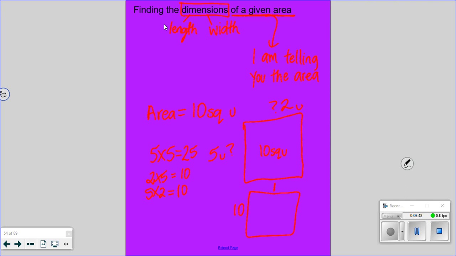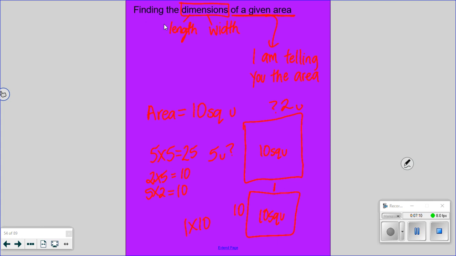Can we make that a rectangle? Yes. This shape is not a good representation of what that actually looks like. You know that a 1 by 10 is going to be really skinny and really long. But once again, I've got 1 group of 10, which is going to give me my area of 10 square units. Avery?